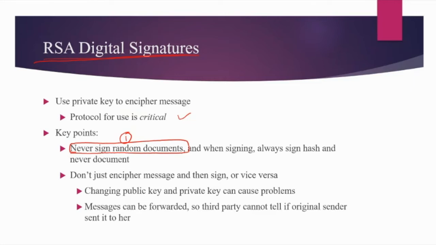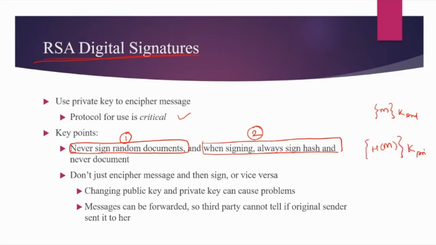The second point is, when signing, always sign the hash, not the document. In the previous example, we just encrypted the entire message using the private key. This point says that whenever you are creating digital signatures, you first find the hash value of the message and then apply encryption on the hash instead of applying it to the entire message. So this is the second important point.